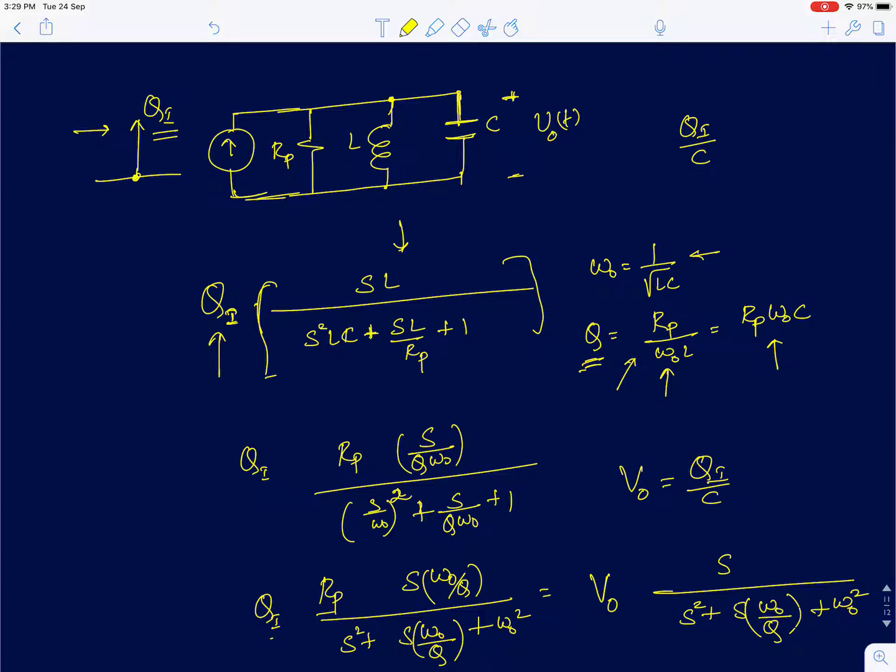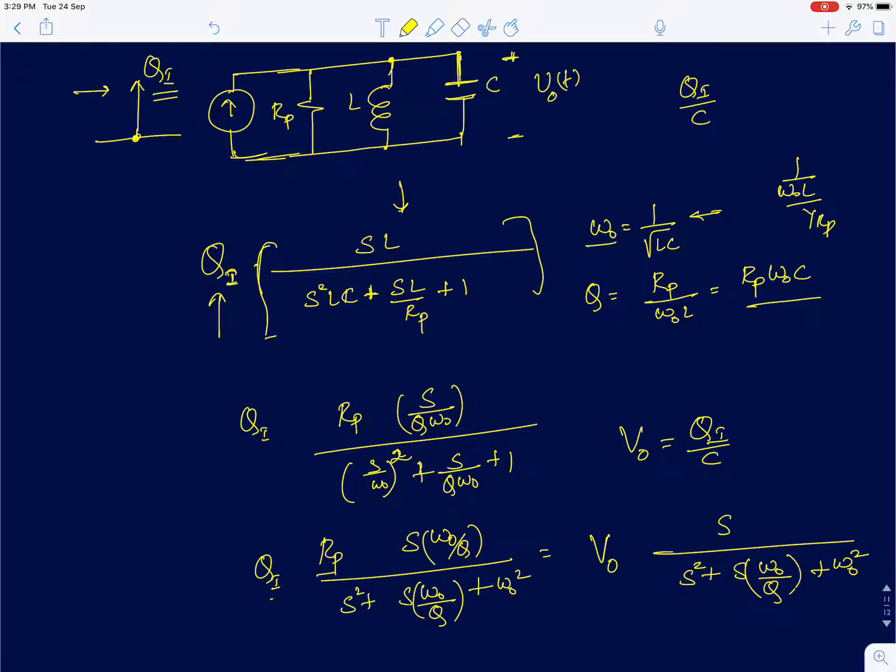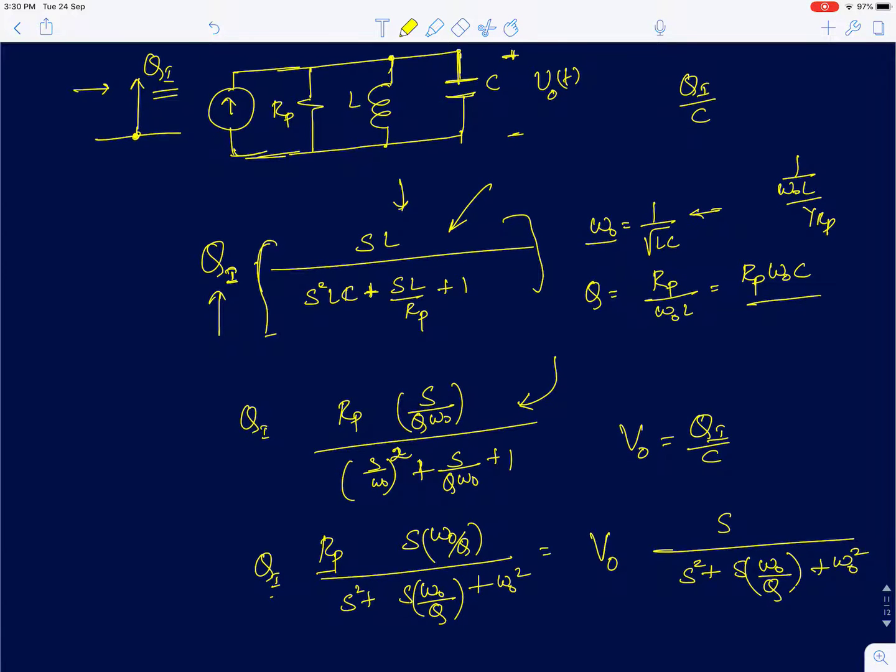In a series RLC circuit, we took the ratio of omega naught L by R to be the Q. But in a parallel RLC circuit, the one with the higher admittance matters. That's why we took the ratio of admittances. The ratio of admittance for an inductor is omega naught L by 1 by RP, and you get this expression. So that's the definition of Q, and I'll use this Q and omega naught in this expression, and I'll get this modified expression for the transfer function, the impedance function.